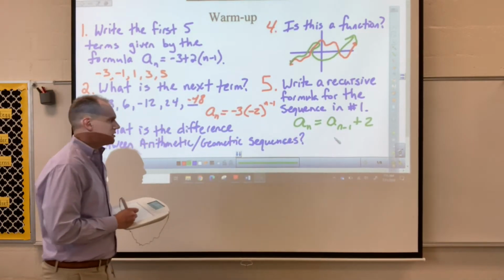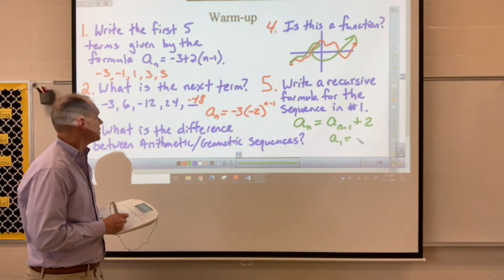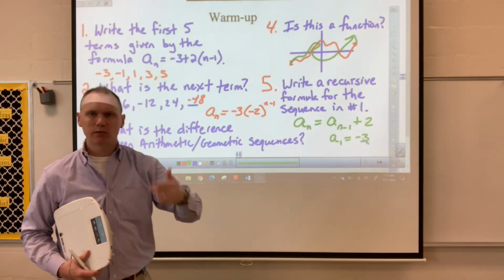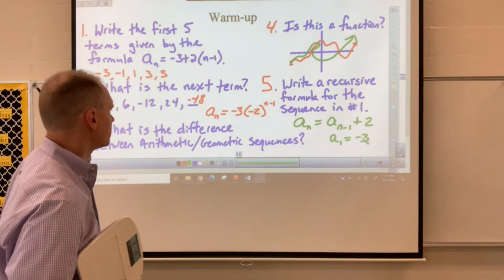This is a fancy way of saying add 2 every time. We would also need to say that a sub 1 is -3 in this case, just telling it where to start. And then from there, that recursive sequence takes over.